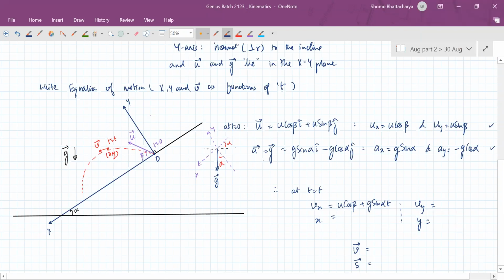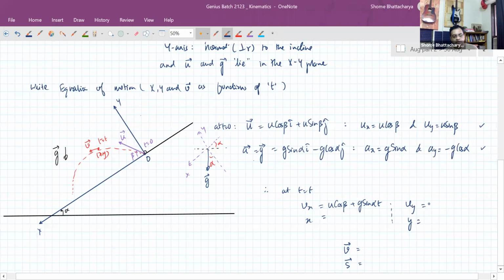Continuously here. Whereas the y component will have that behavior that first increases, becomes zero at some stage, and then becomes negative and starts increasing in magnitude, right? So u sin beta minus g cos alpha into t, right?